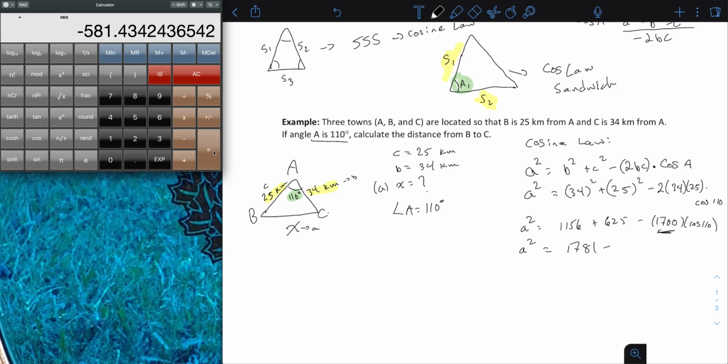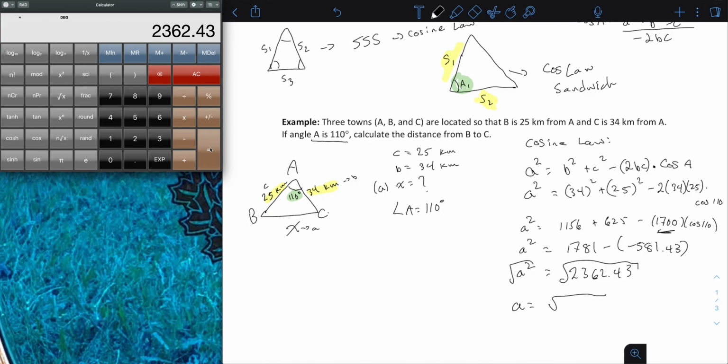So we're going to get minus, and then we get a negative number, negative 581.43. Almost there. Now we're going to add here, right? Because two negatives make a positive, right? So we're going to go 1781 plus 581.43. Okay, we're going to get 2,362.43. And then all we have left to do is square root both sides.